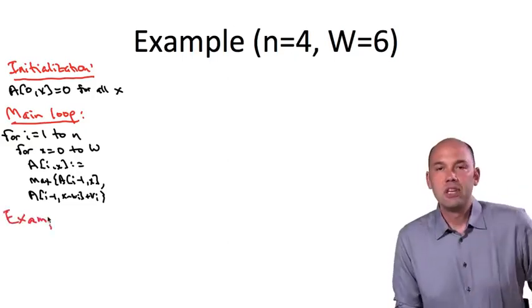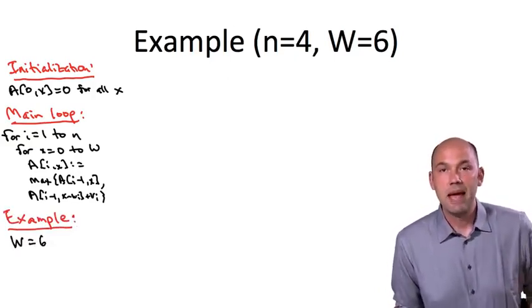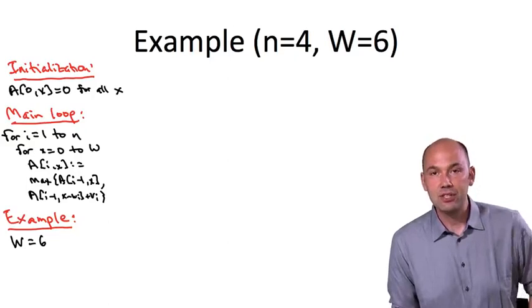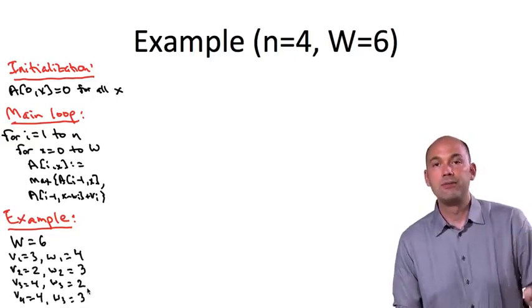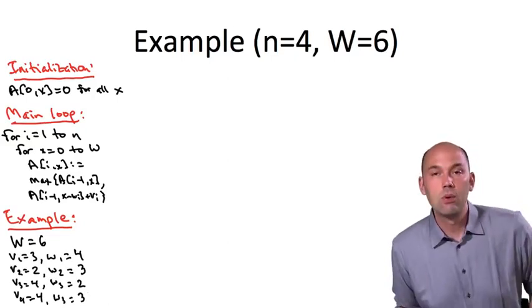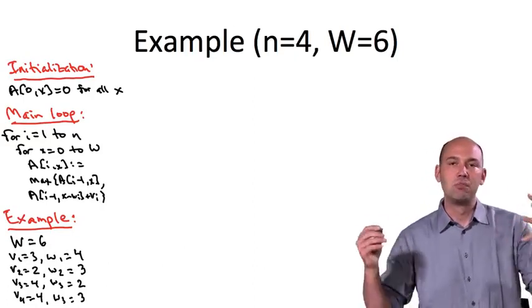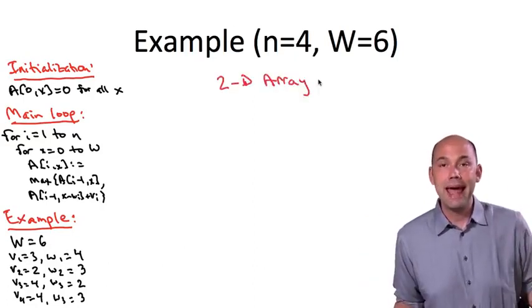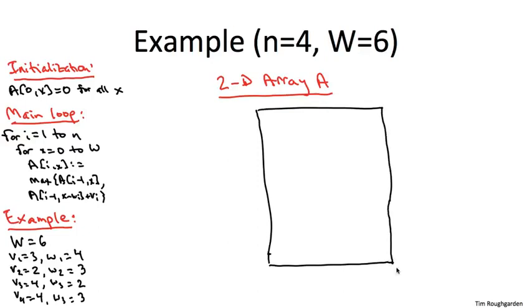For our concrete example, let's look at a case with 4 items, an initial knapsack capacity capital W equal to 6, and the values and weights of the 4 items as follows. I'm going to describe the most straightforward implementation of the dynamic programming algorithm for knapsack. We're literally just going to explicitly form the 2D array A. One index, i, will range between 0 and n. The other index, x, will range between 0 and capital W, the original capacity.